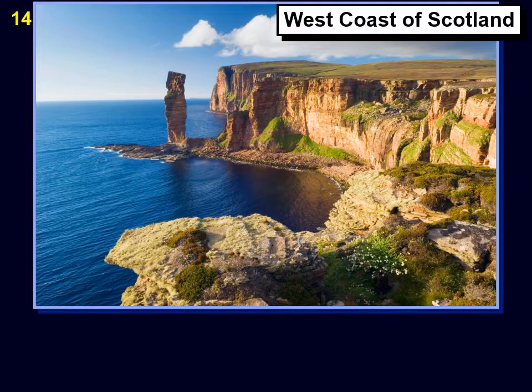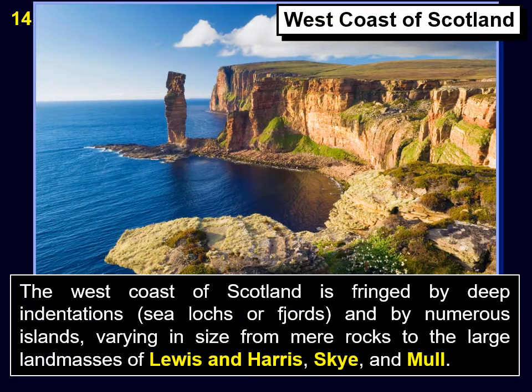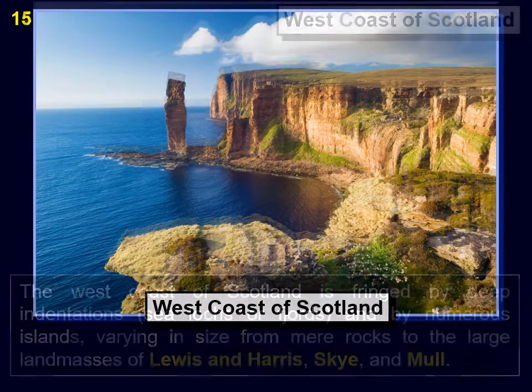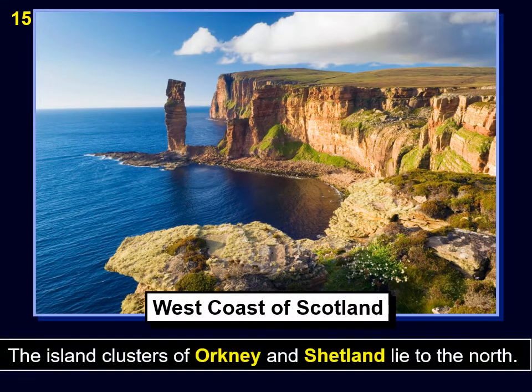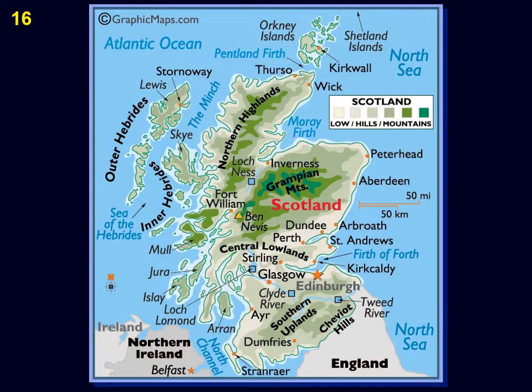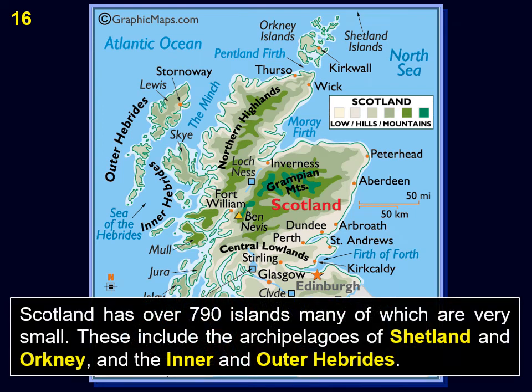The west coast of Scotland is fringed by deep indentations, sea lochs or fjords, and by numerous islands, varying in size from mere rocks to the large land masses of Lewis and Harris, Skye, and Mull. The island clusters of Orkney and Shetland lie to the north. Scotland has over 790 islands, many of which are very small. These include the archipelagos of Shetland and Orkney, and the Inner and Outer Hebrides.